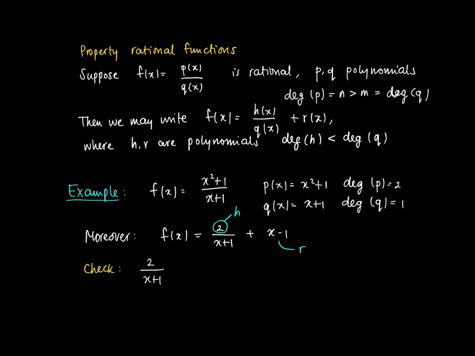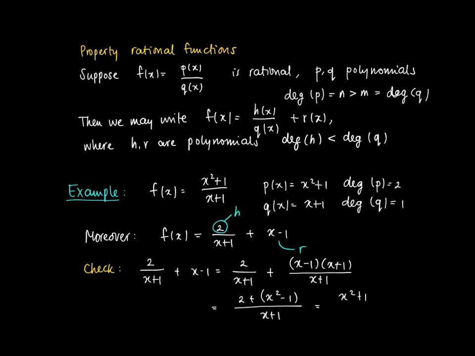So just check that this is valid, what is stated here. 2 divided by x plus 1 plus x minus 1 equals 2 divided by x plus 1. We choose to have the same denominators. So x minus 1 times x plus 1 divided by the same denominator x plus 1, which gives a reason for us to add up the numerators: 2 plus x squared minus 1 divided by x plus 1. And 2 minus 1 equals 1, so this equals x squared plus 1 divided by x plus 1, which equals f(x). So this seems to be correct.